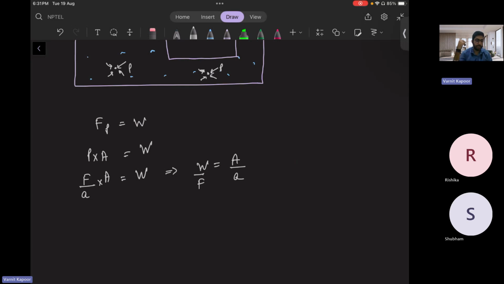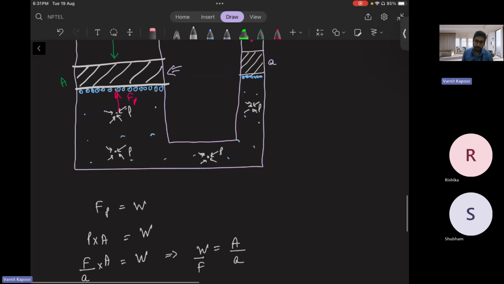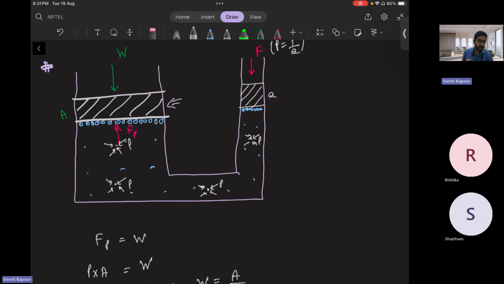Now we know that since capital A is greater than small a, the weight W is always going to be greater than F, the force which you apply. So the weight of the object is greater than the force which you apply. So this is a scenario of a hydraulic lift, where with less force, you can lift up very heavy objects as well. So this setup is nothing but a hydraulic lift.